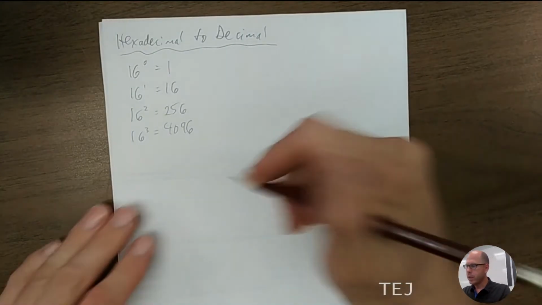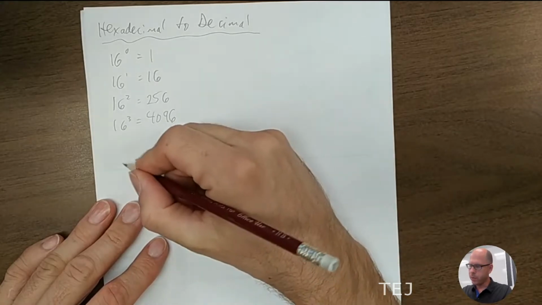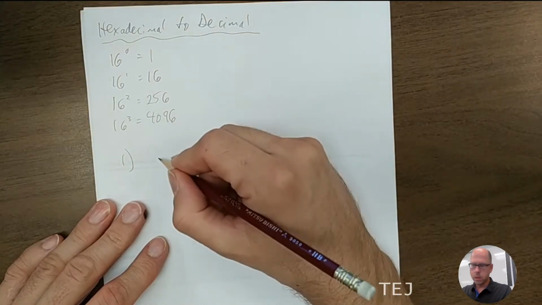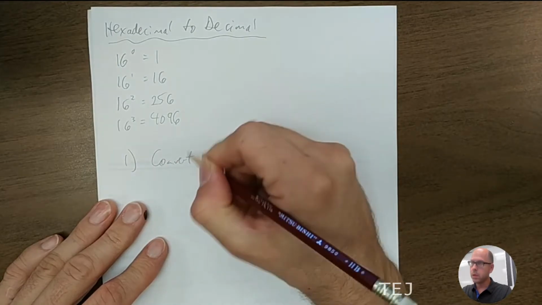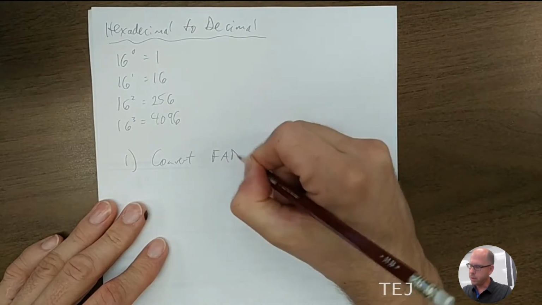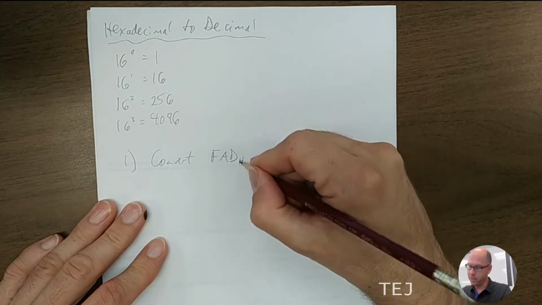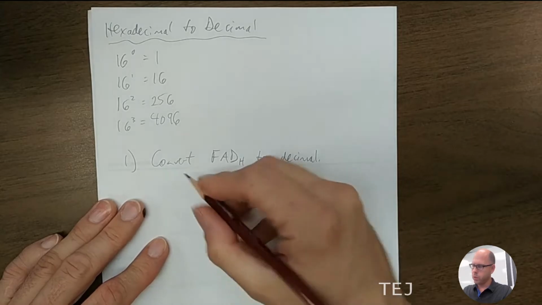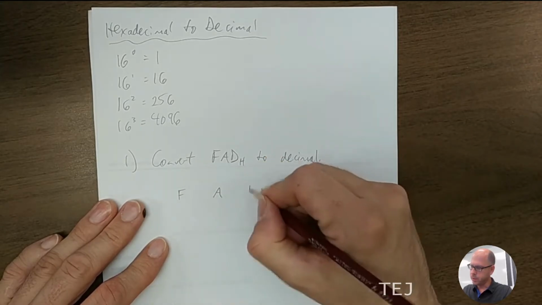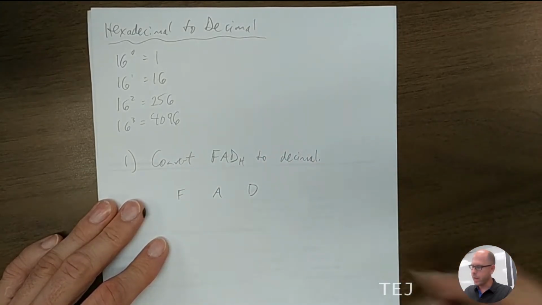All right, so here's how we convert. So let's say we were given, here's example 1. Convert FAD base H, so base 16, to decimal. So we're going to separate out the digits. Those are the 3 digits we have.